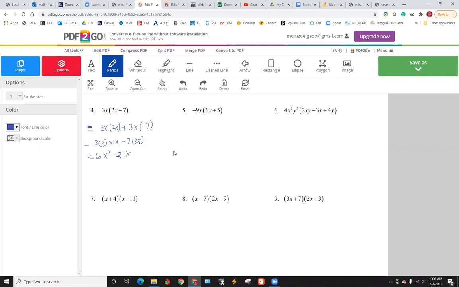Right, so let's try it on. I'm making some progress. Okay, so again, what you're doing is you're taking the negative 9x times the 6x.